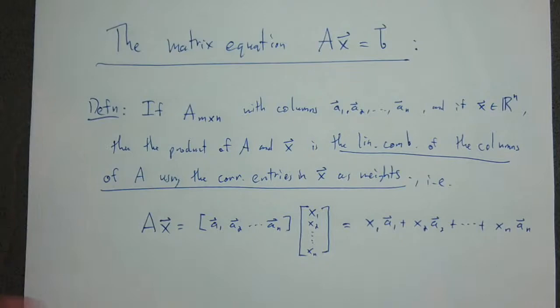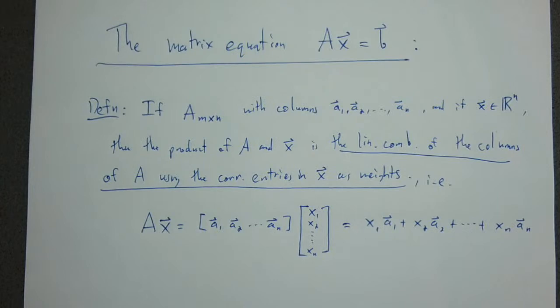Notice that if X doesn't have n entries exactly, this is technically not defined, right? This has to have the exact same number of entries as A has columns. Of course, we'll take care of all of that when we talk about matrices, but that shouldn't surprise you, right? You can't just multiply any two matrices. Things have to match up. Okay. All right.